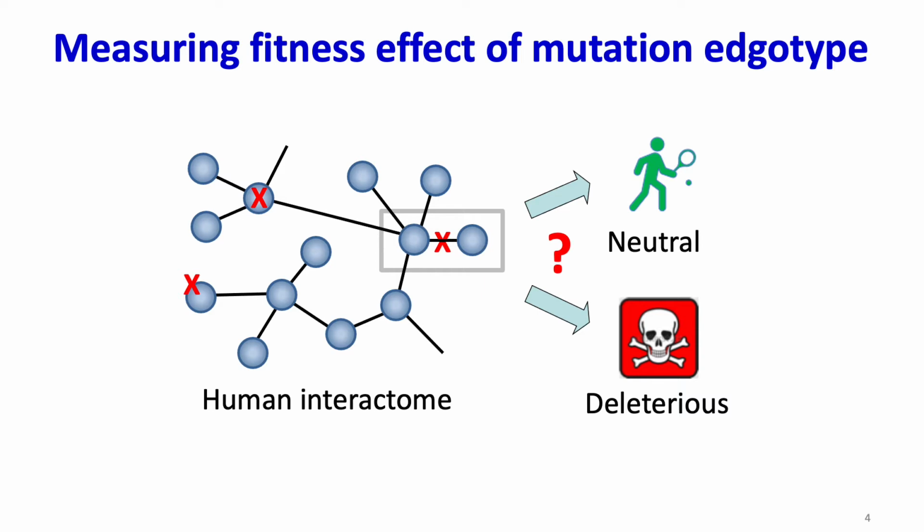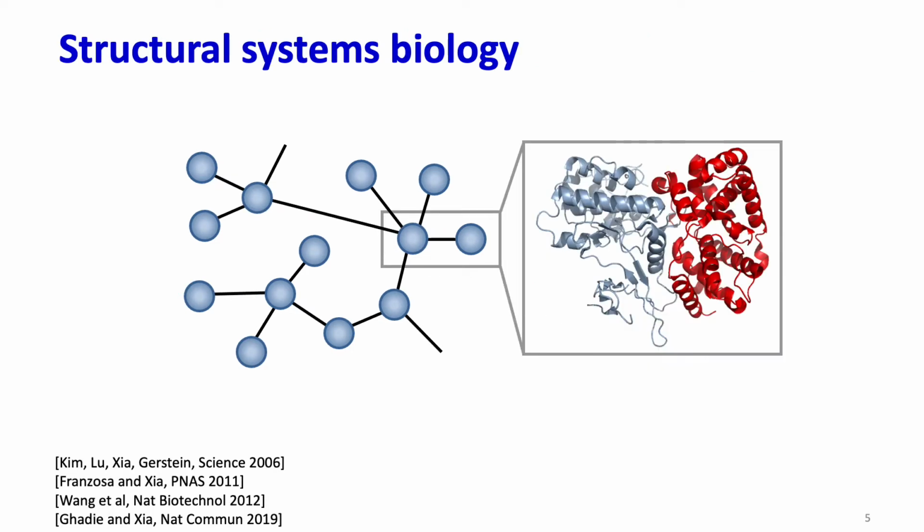As you can see, this is a highly challenging experiment, so we need to find some other way to estimate the distribution of fitness effect for different mutation edgotypes. The approach we took is based on structural systems biology.